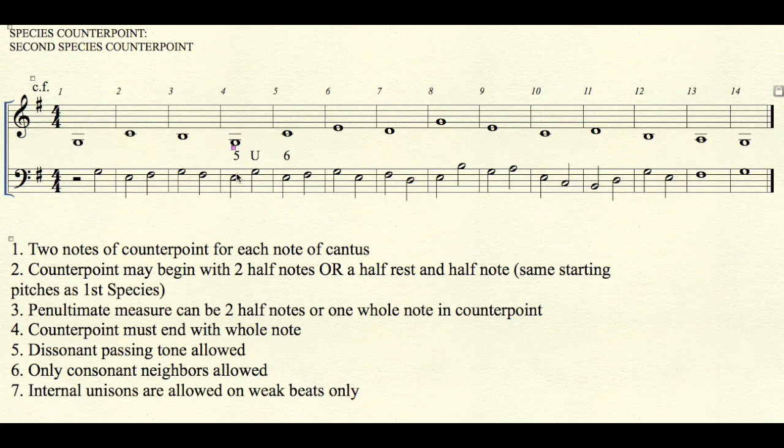So you can see here we have in measure 4 a fifth on the downbeat, and then a unison on the weak beat, and then a sixth on the next downbeat. This is an acceptable use of an internal unison.